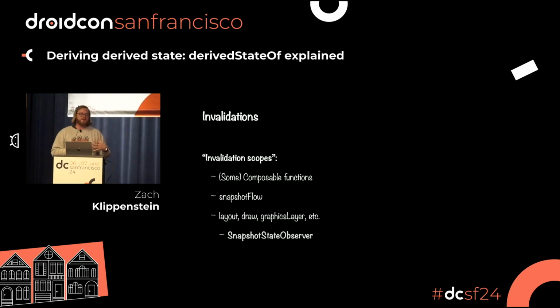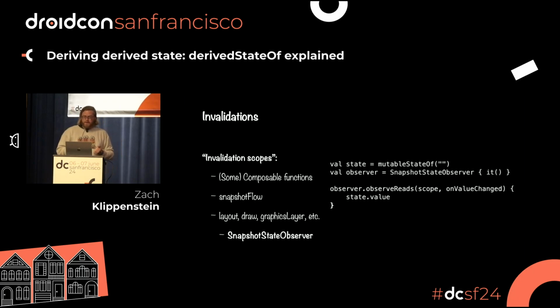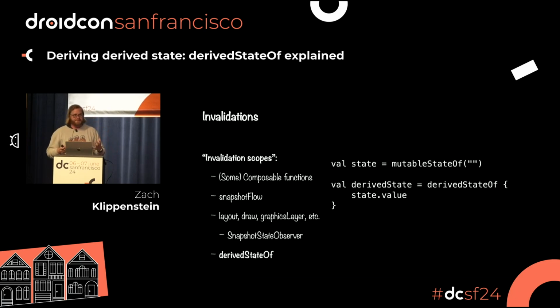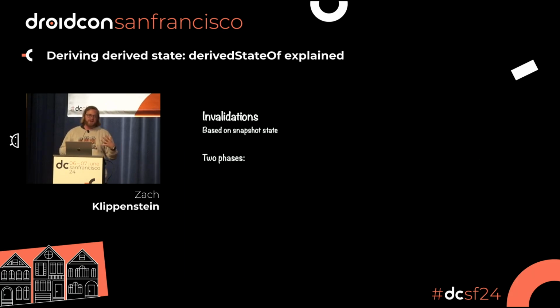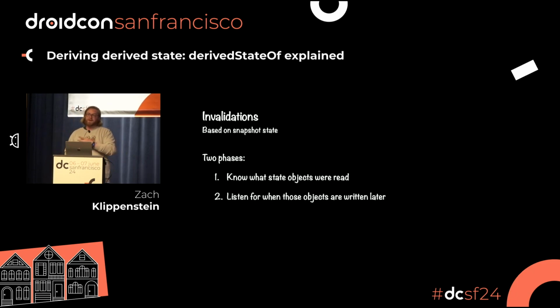And all of these use something under the hood called snapshot state observer, which is just this kind of lower level API that helps take care of some of the logic for you. And it's got this observe reads function, and that's actually what defines the invalidation scope. And then derivedStateOf itself, its function is an invalidation scope because you can rerun that calculation function without rerunning anything that reads it. So to do this invalidation tracking, there's kind of two phases to it. First, we have to know what objects were read, and then we have to know later when they're actually changed. And then we go back and we can rerun it, and we'll keep track of what's read the second time and just rinse, repeat.